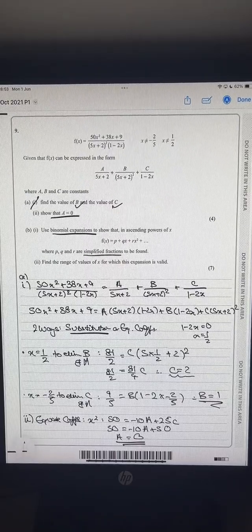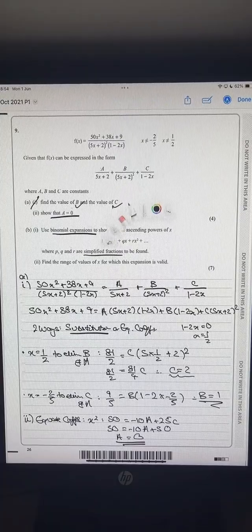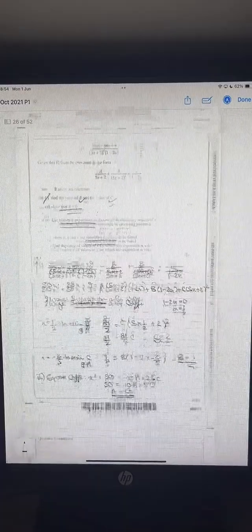Did I mean to strike that out? Meant to underline it. And then we need to find the range of values of x for which this expression is valid. So the second part is a standard thing where you have the modulus of x is less than 1, and then you just rearrange that if need be. But for part 1, we have to do a lot of binomial expansions.